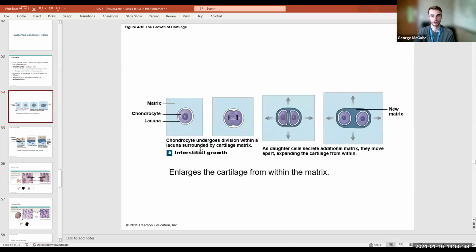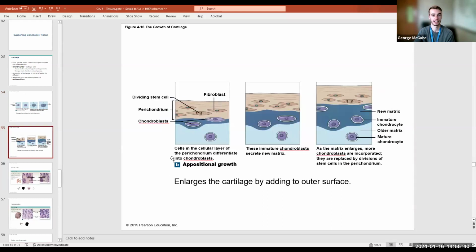So interstitial growth is growth from within the matrix, and appositional growth is growth by adding onto the outer surface and expanding from there. And this is the perichondrium that we were just talking about, which separates cartilage from the surrounding tissue, which is mainly just going to have those dividing stem cells and some fibers in it.